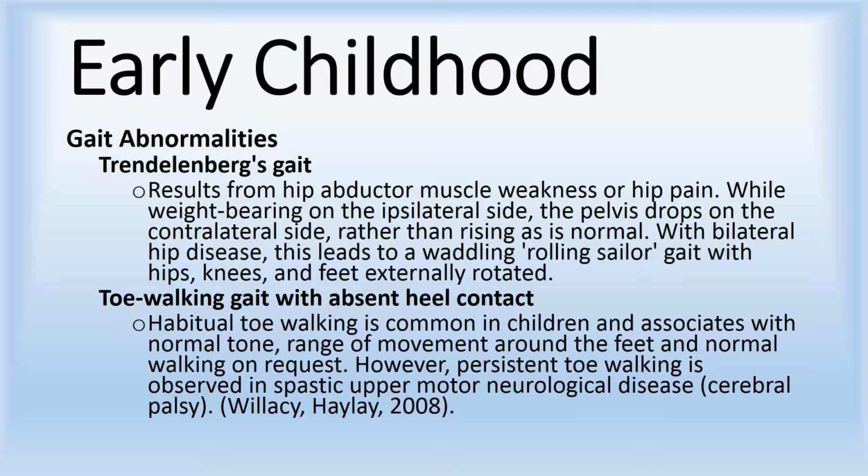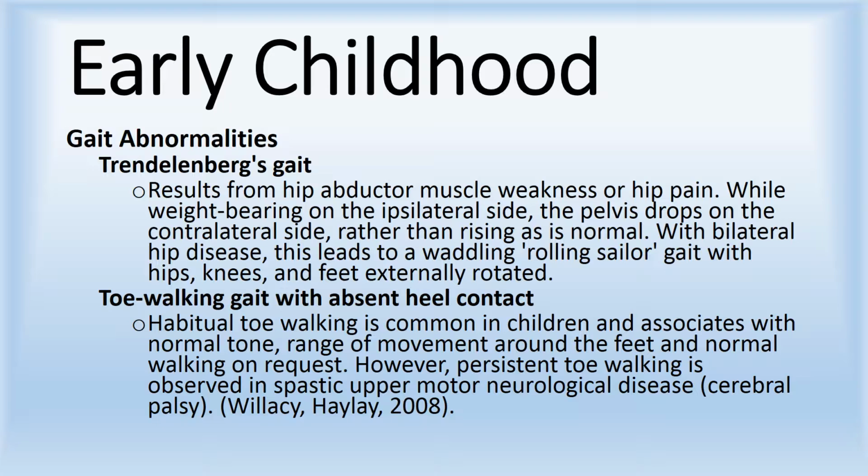Common abnormalities in early childhood are Trendelenburg gait and toe walking gait with absent heel contact. Trendelenburg gait results from hip abduction muscle weakness or hip pain. While the weight bearing is on the ipsilateral side, the pelvis drops on the contralateral side, rather than rising as it is normal. With bilateral hip disease, this tends to be a waddling, rolling sailor gait with hip, knee, and feet externally rotated.